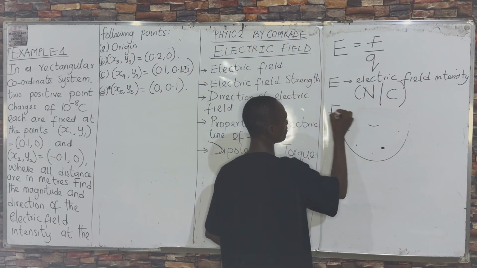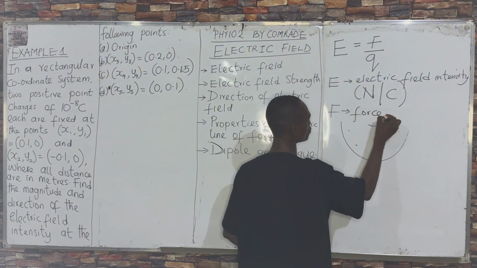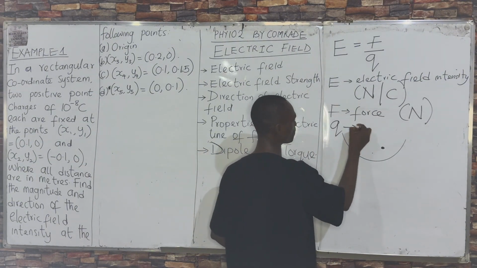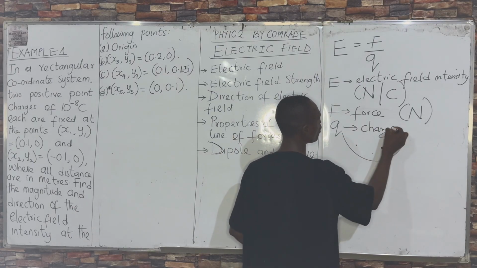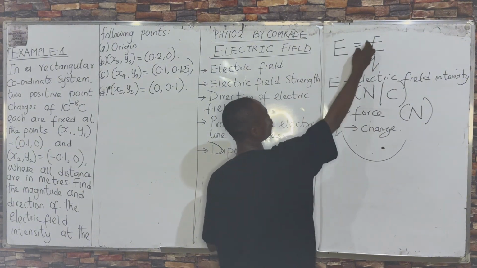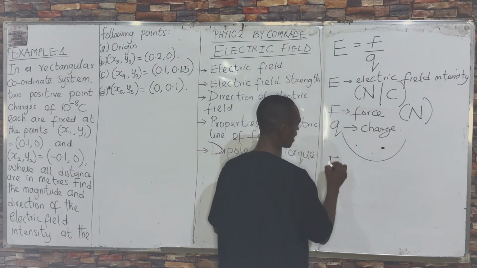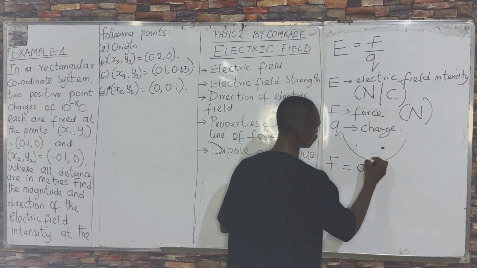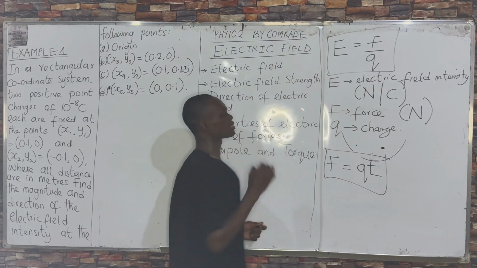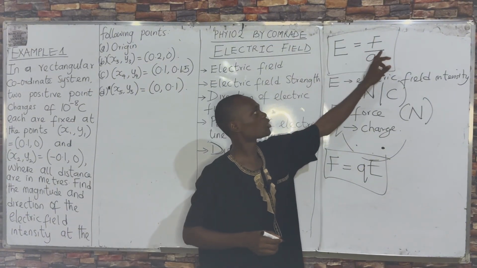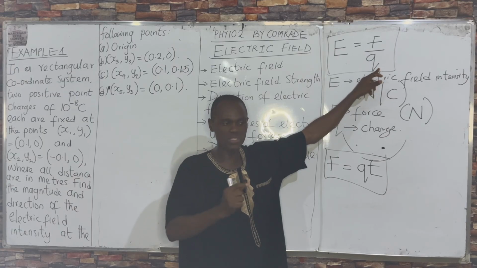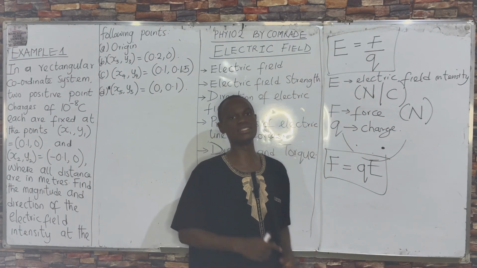Why? Our F, as we all know, represents force, wherein the unit is Newton, and we know that Q represents charge. But in most cases, we write this formula in a neater way, meaning if you cross multiply, you now have F equals QE. So any way you want to write this formula, you are still correct. So the force per unit charge at a particular point in an electric field is called the electric field strength.